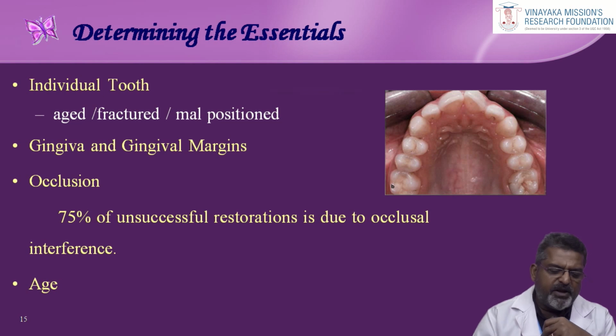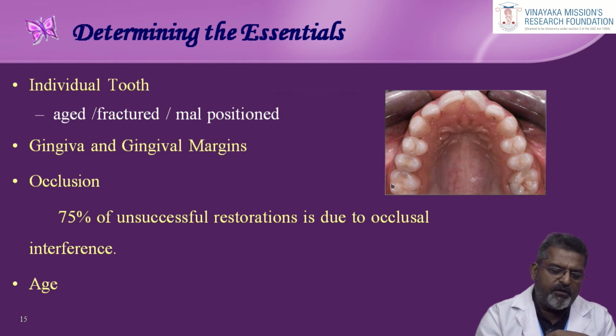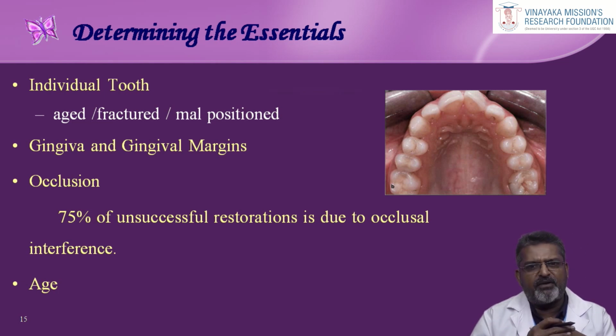And next is age of the patient, because as the age advances, as I told you, the enamel is going to thin out, the bonding between your veneers and your tooth is going to come down. So in a very old age patient, never plan for veneers.